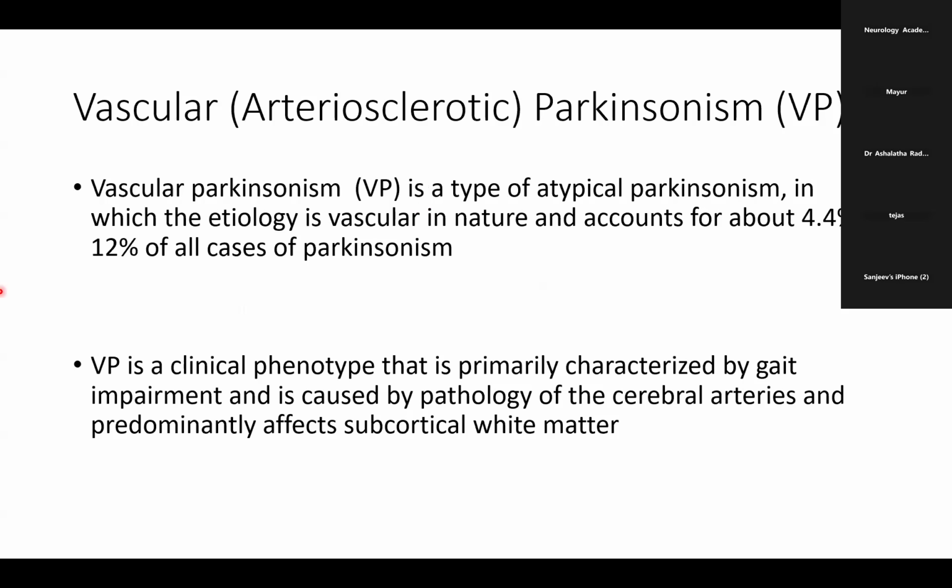Coming to the disease per se, vascular Parkinsonism is a type of atypical Parkinsonism in which the etiology is vascular in nature and accounts for up to 4 to 12% of all cases of Parkinsonism. It is a clinical phenotype primarily characterized by gait impairment and is caused by pathology of the cerebral arteries, predominantly affecting subcortical white matter.